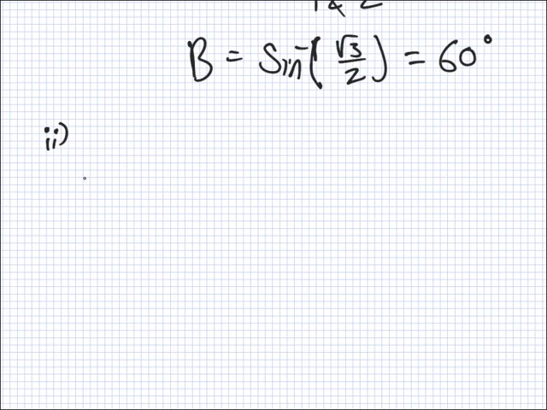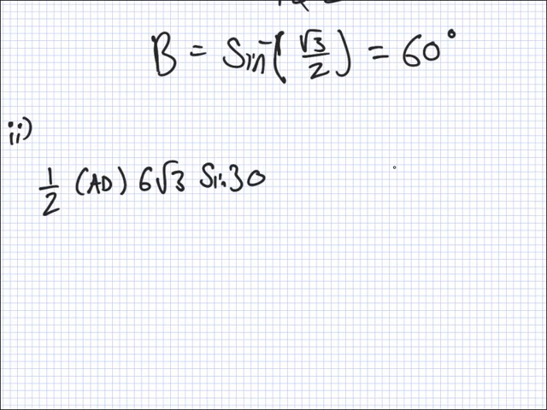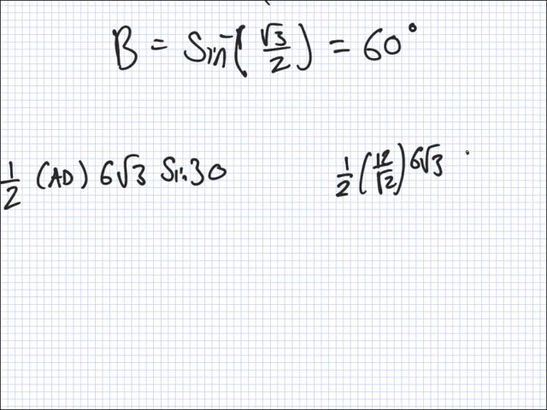So for the small triangle, the area is a half AD times 6 root 3 sine 30. And for the other triangle, it's a half times 12 over root 2, times 6 root 3, and then, did I make a mistake? Please tell me if I did, I can fix it now. Don't be shy, I make mistakes.